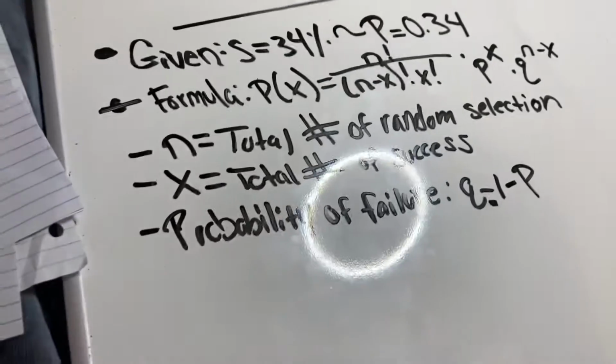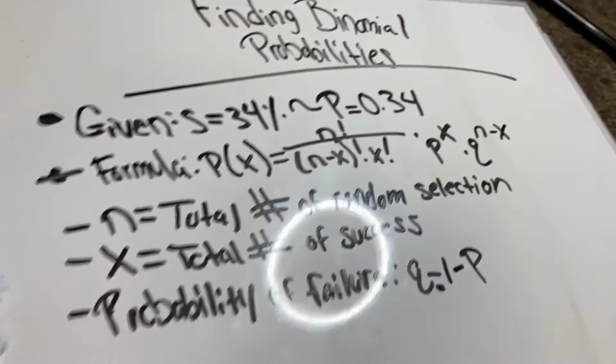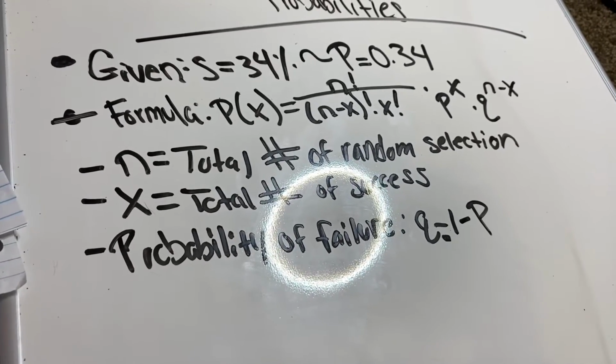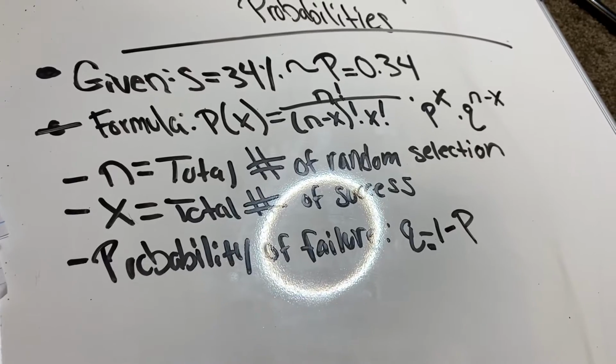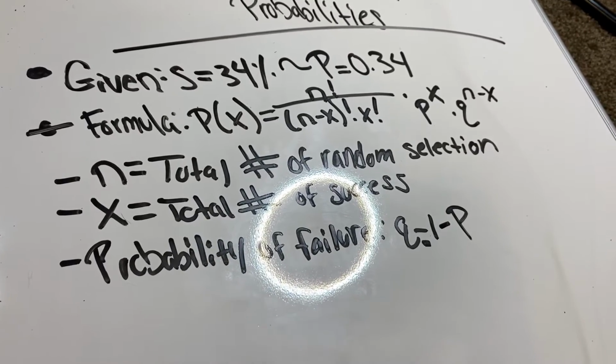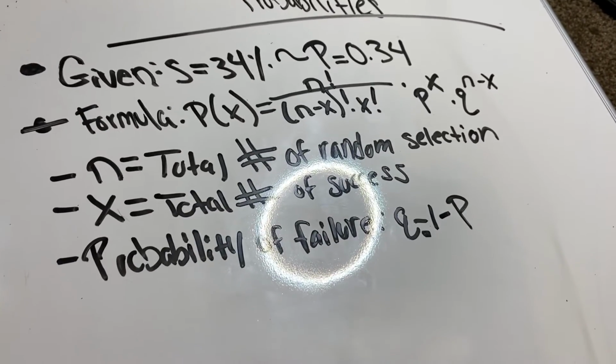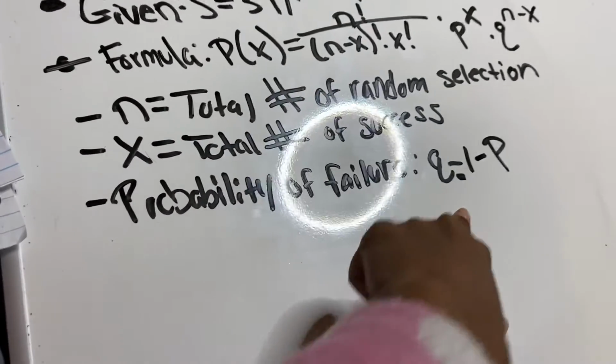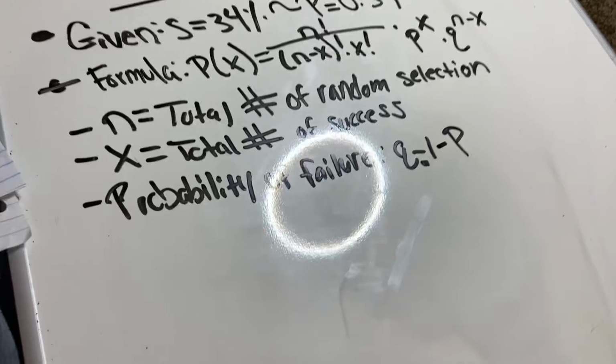And then after that, after I wrote the formula out, I stated what the N is and what the X is. The N is the total number of random selections. The X is the total number of successes. And the probability of failure, this is the little formula for it: Q equals 1 minus P.